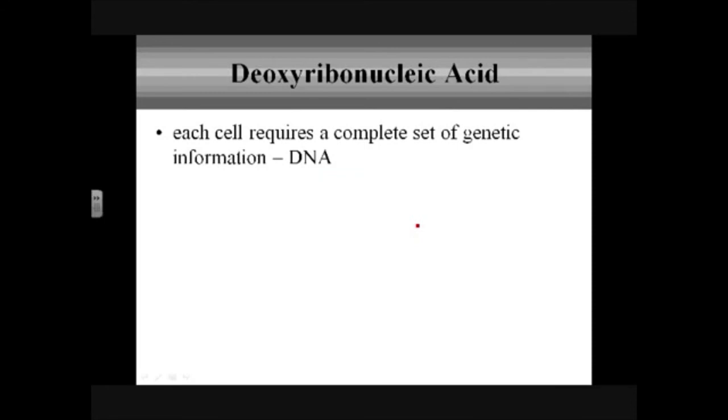It's important to also point out the fact that each cell needs a full set of genetic information, needs a full set of DNA, and the reason for that is that each cell needs to be able to create its own proteins for metabolism, or that are needed for other processes in the cell. So it's important that each cell has its own set.